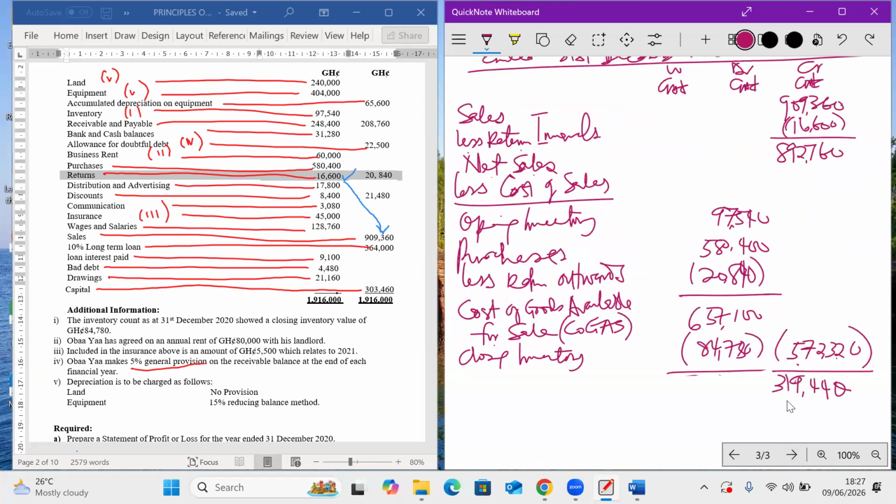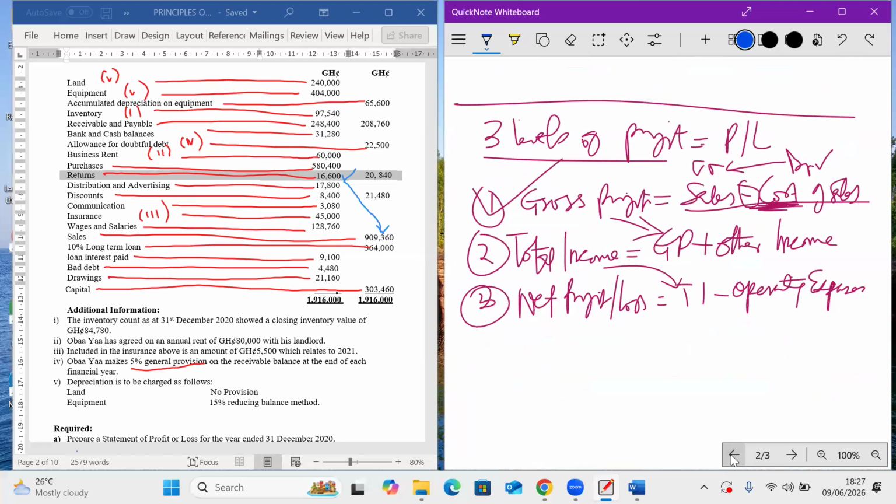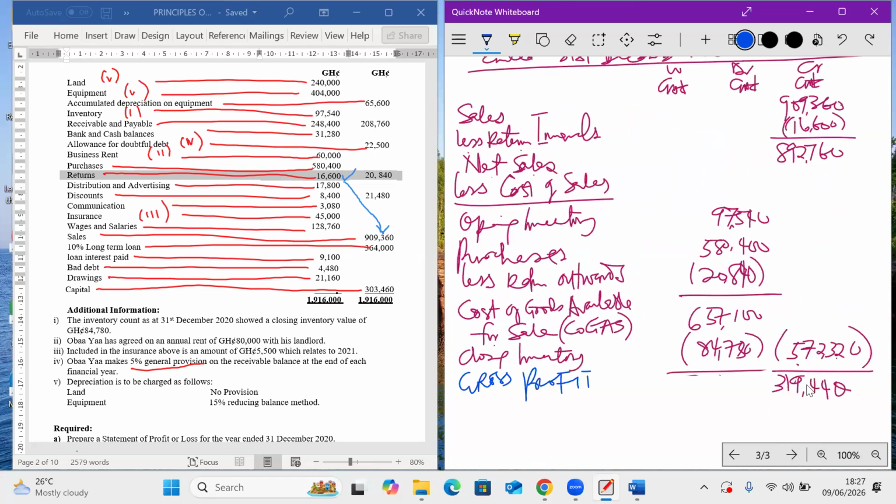The figure we see here is called gross profit. Have you found our first level of profit? Yes, sir. What is the second level of profit? Total income. How do you find total income? Gross profit plus other income. So we found our gross profit here.